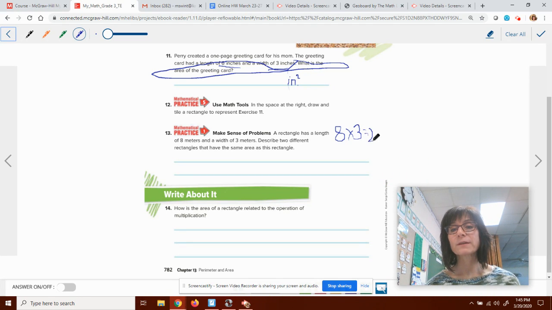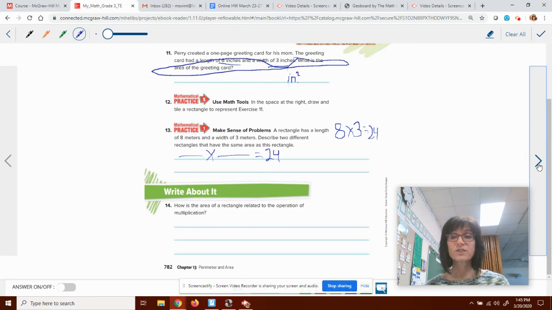Let's see if it lets me mark it here. So 2 other rectangles, I need 2 other factors that when multiplied together will equal 24. How is the area of a rectangle related to the operation of multiplication? You can again just write the formula if you'd like.